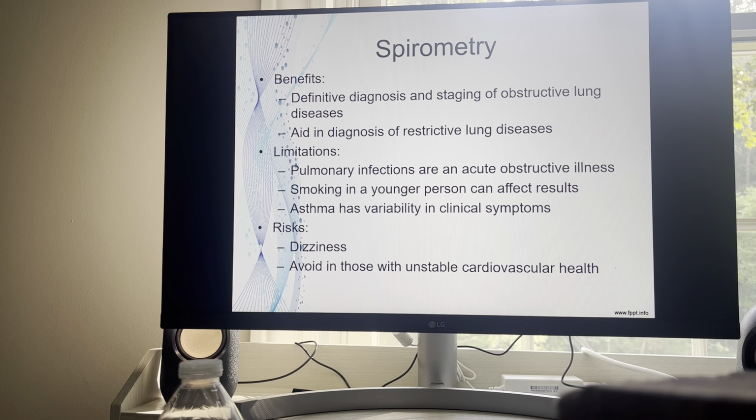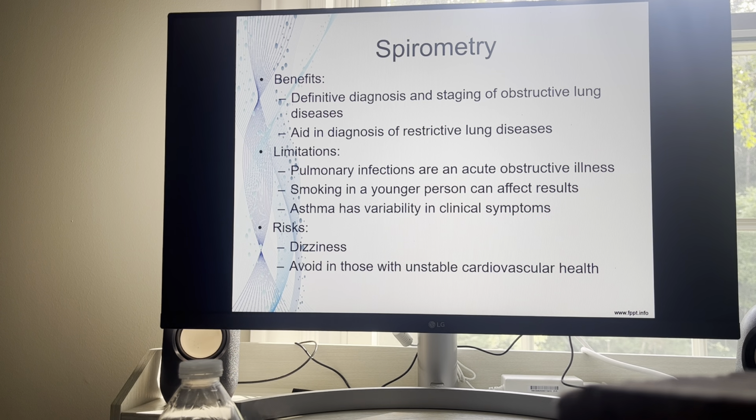Are there limitations? Yeah. Pulmonary infections are an acute obstructive illness. If someone has bronchitis or someone has pneumonia, that's not the time to do spirometry because of course it's going to be abnormal. Smoking can obviously affect it too. Now that's more so in younger patients, social smokers, light smokers. They may smoke 1 cigarette a day. Well, if they're smoking 1 cigarette a day, make sure it's not before their spirometry test because it's going to affect it. Now, your average smoker who smokes throughout the day, that is the average for that patient. So, that doesn't really affect it too much. It's just for light smokers.